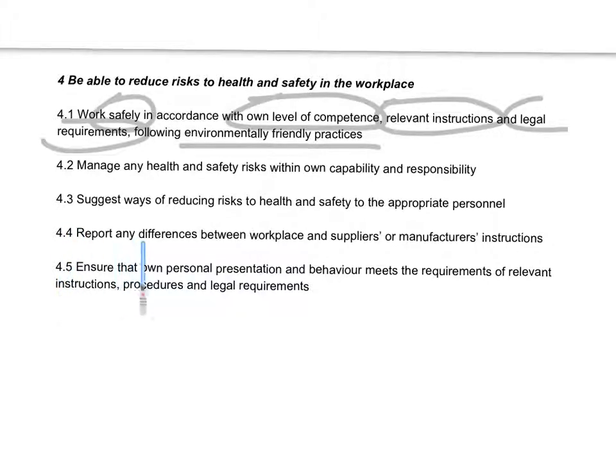For 4.4, report any differences between workplace and suppliers' or manufacturers' instructions. When you're working for a client, when you're on location, on set, or working remotely, or working with somebody else, another school potentially, whoever it is you're working for, are there any differences between the instructions you've been given in terms of the workspace, in terms of the people, in terms of the resources? Because if there's any differences between the instructions, that could lead to a bit of a conflict or potential issues and people looking to blame each other as to how this could happen. Consistency and standardisation is really important. So if you do have that, you need to report these differences.